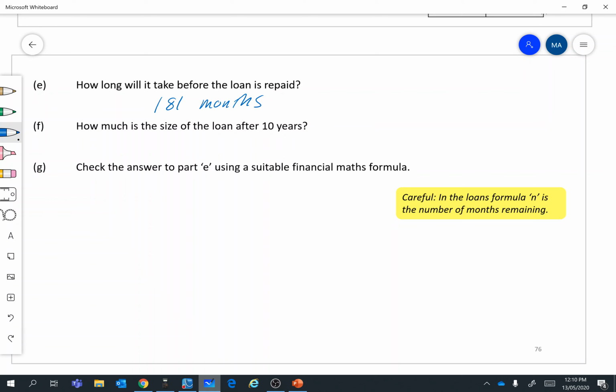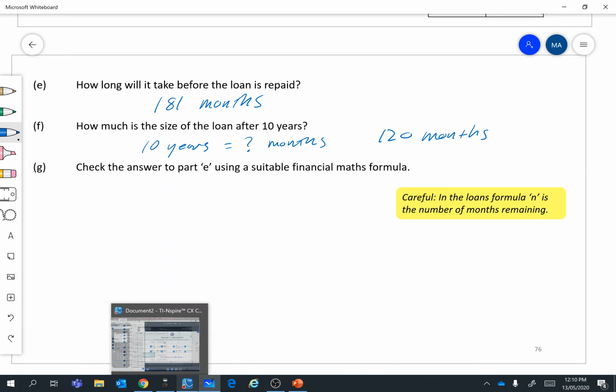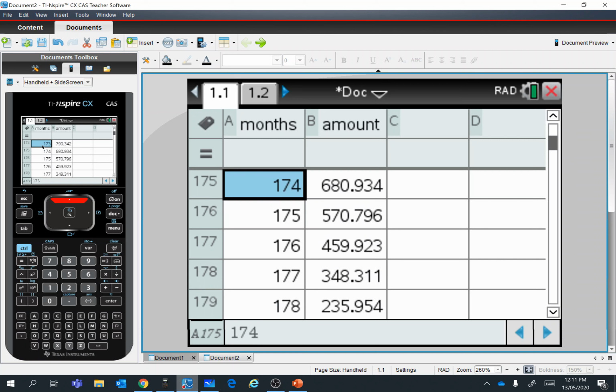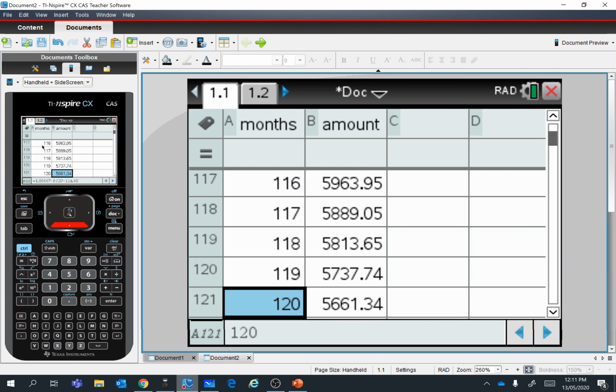Right, now part F, size of the loan after 10 years. 10 years, how many months is that? Well, of course, 120 months. So let's go back to our calculator and let's have a look at when we're at 120 months. So let's go to 120. There it is. And the balance was 5661.34.